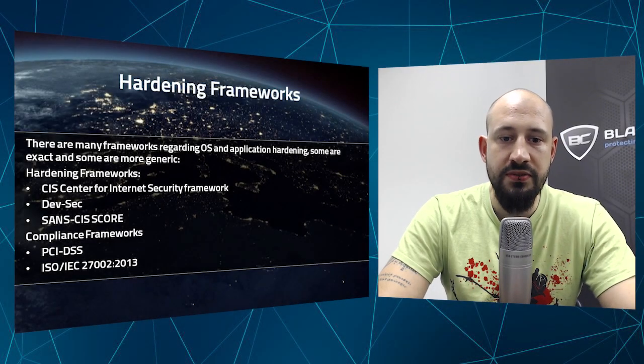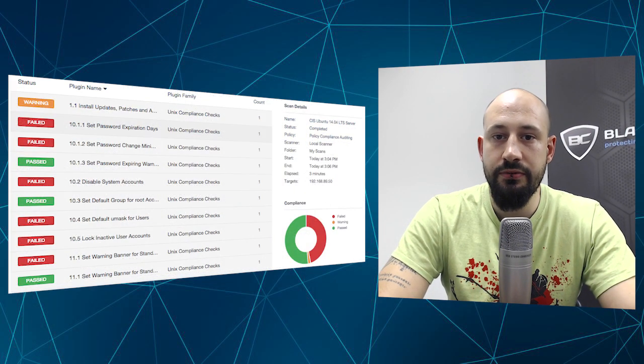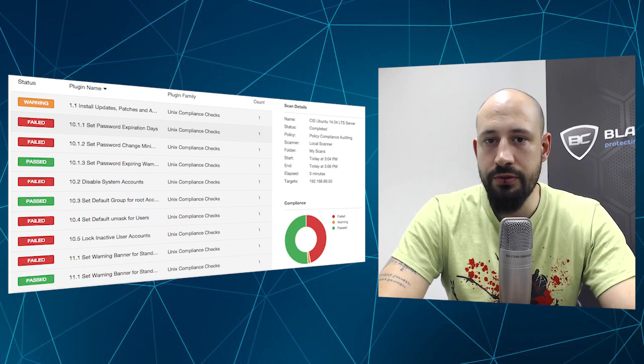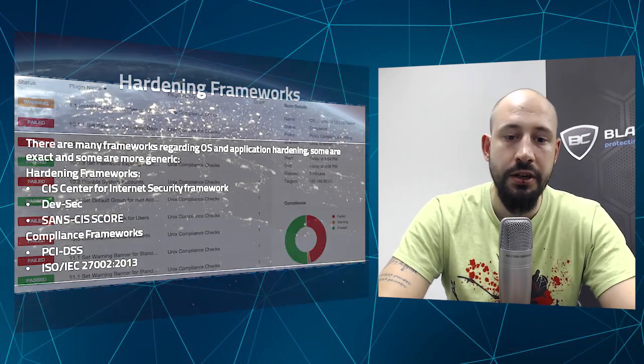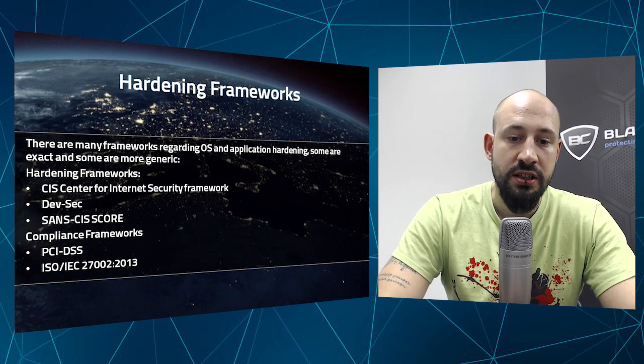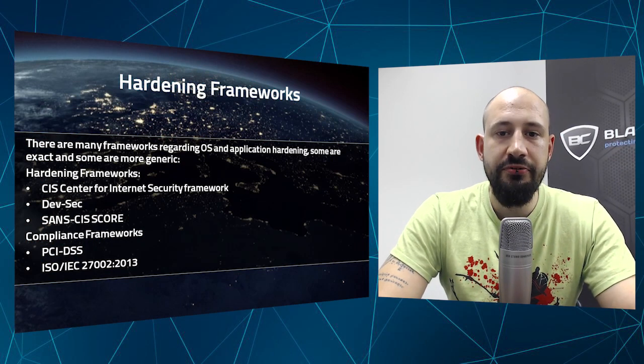Usually hardening is based on frameworks. These frameworks can be the CIS, Center for Internet Security, framework. This is the most well-known framework for hardening. DevSec, SANS, CIS score. The difference between hardening frameworks and compliance frameworks is that the hardening frameworks are more explicit. They have examples and steps on how to reduce this attack surface on different operating systems or different applications or on the network.